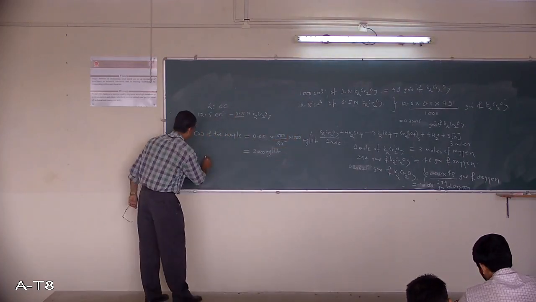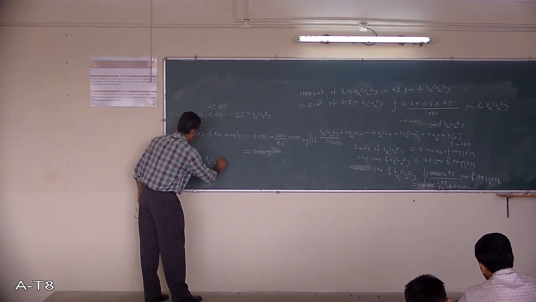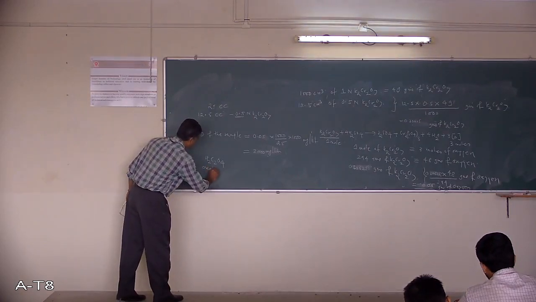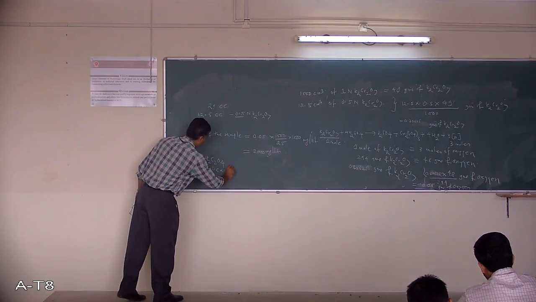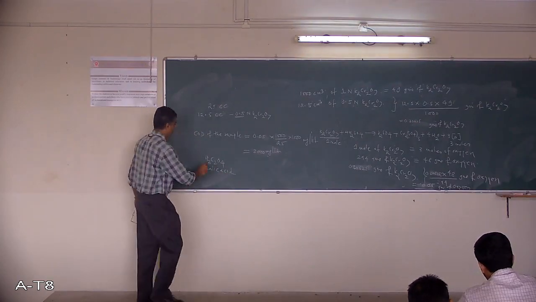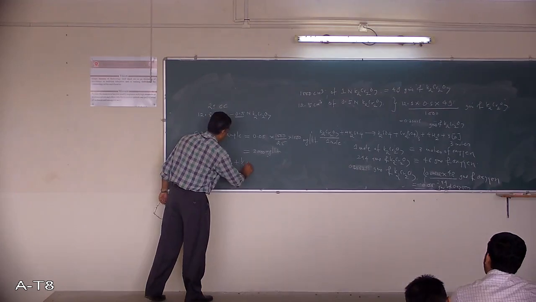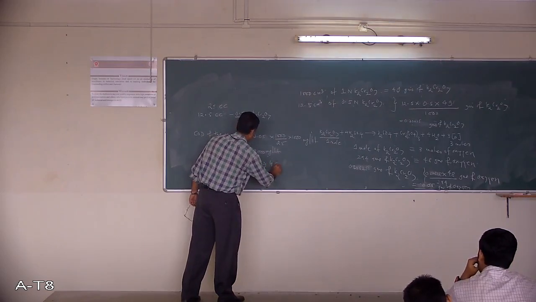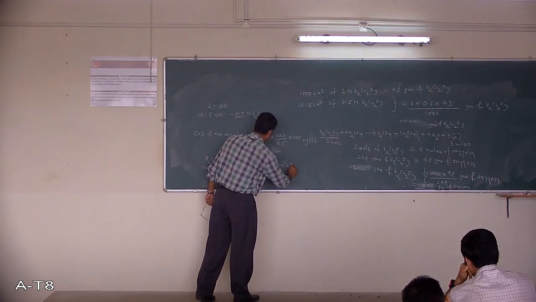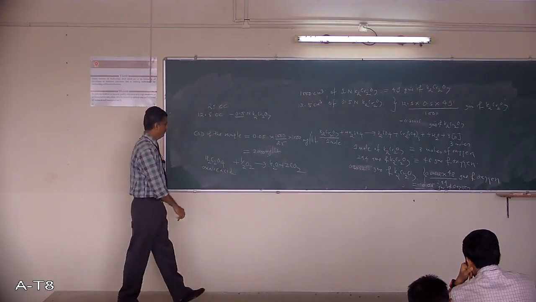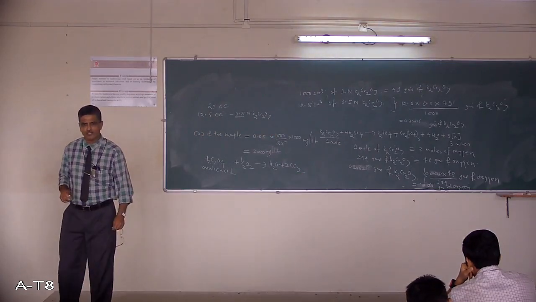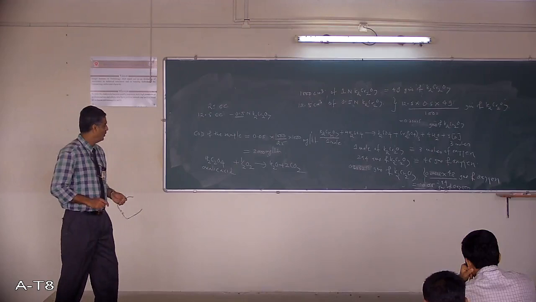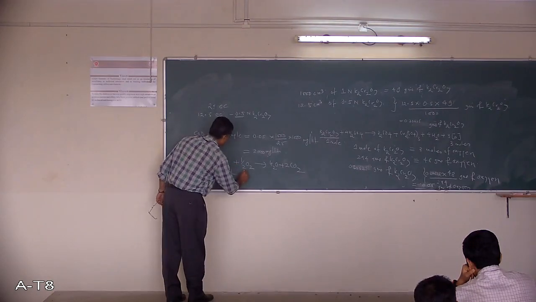Now, what they have told? The effluent contains oxalic acid, H2C2O4. If it contains only oxalic acid, then with half O2 it gives H2O plus 2CO2. It means if the effluent contains oxalic acid, it gets oxidized to water and carbon dioxide. Clear?